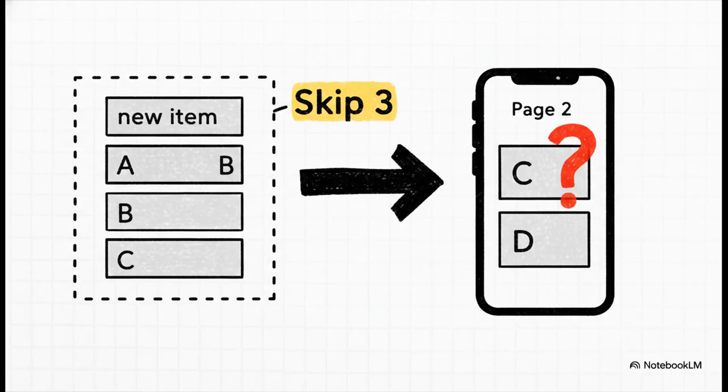So when you ask for page 2, which your app translates to skip the first 3 items and show me what's next, the database dutifully skips the new item, item A, and item B. And what's the first thing it gives you? It's item C, which you just saw on page 1. This is a perfect example of how you end up with duplicates and a really broken experience for your users.